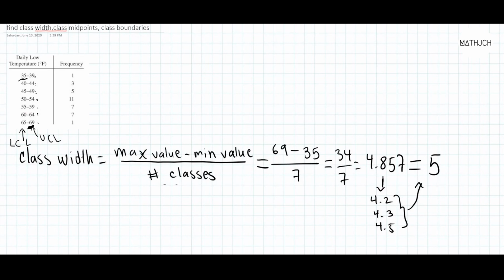So now, in order to find the class width without doing all of this work, just notice the first lower class limit, okay, the 35. Let's go to the next lower class limit, which is 40. What is the distance between those two numbers? It's 5, right? So notice 5 here. Let's go to the next one. The difference between our second lower class limit and the third lower class limit, again, is 5. And if we keep going, the difference between each lower class limit is 5. So that's why our class width is 5 when we do the formula.